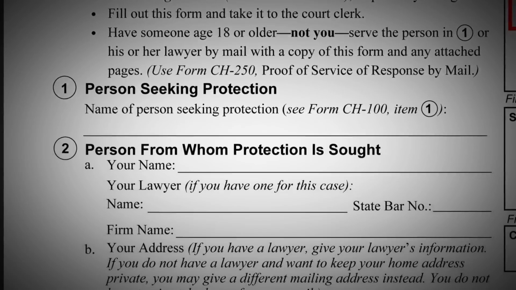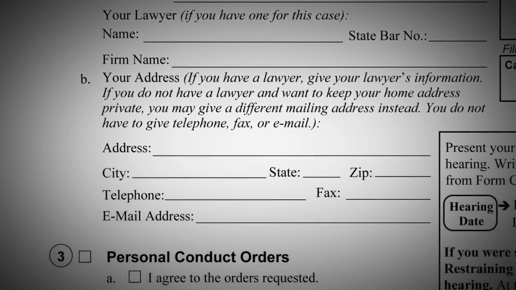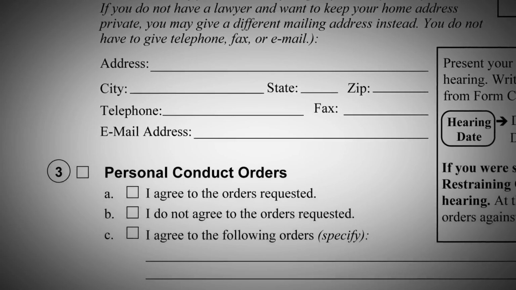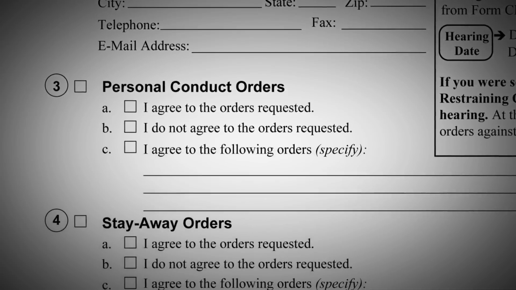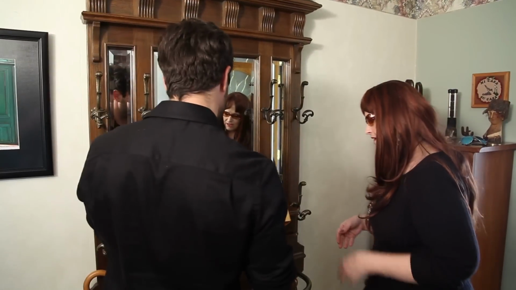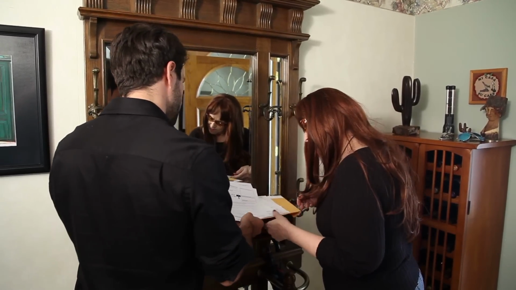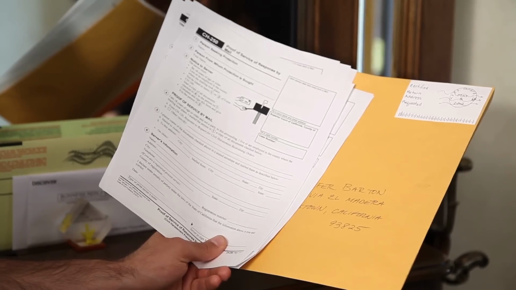On this form, you will say whether you agree or disagree with the judge making permanent restraining orders. You can also deny that you harassed the protected person or explain your conduct. If you respond in writing, you must have another adult mail or deliver your Form CH-120 to the protected person in the correct legal way.